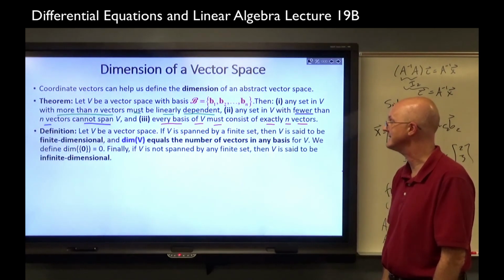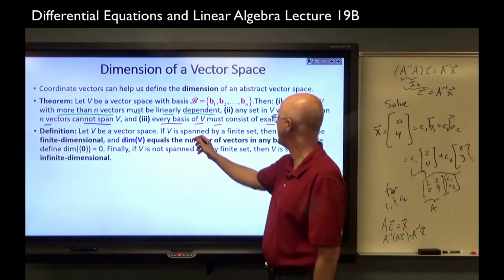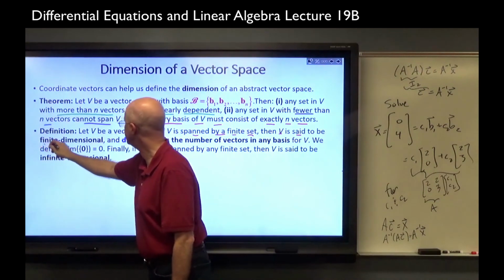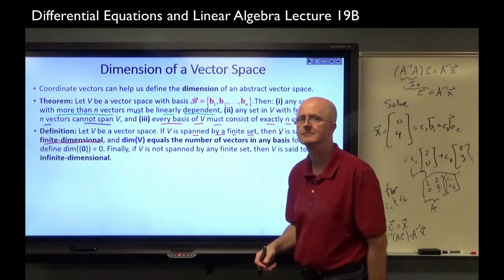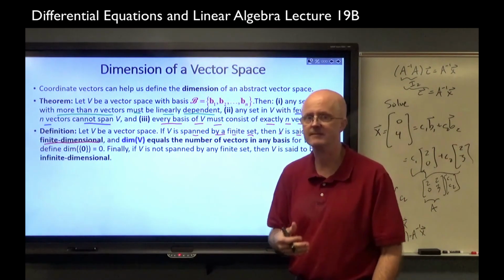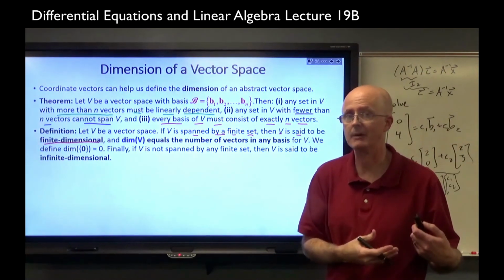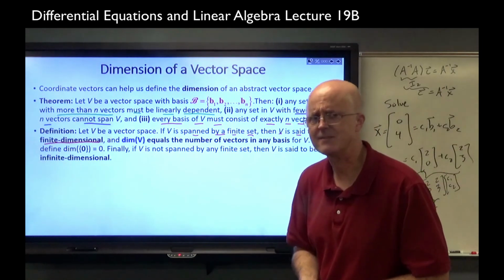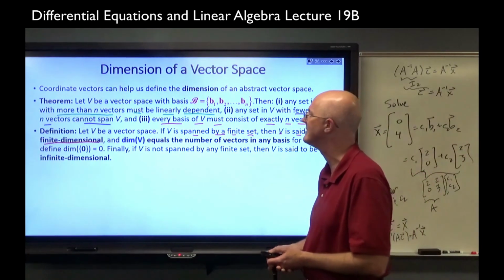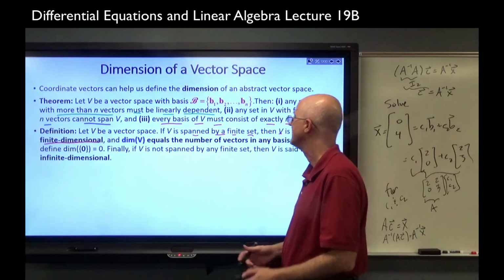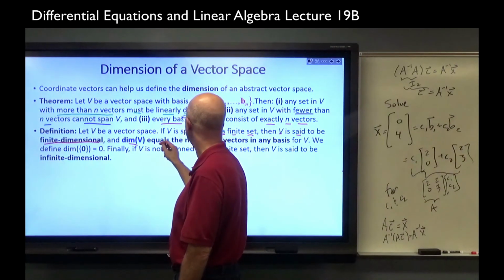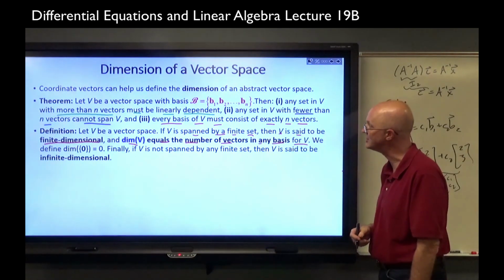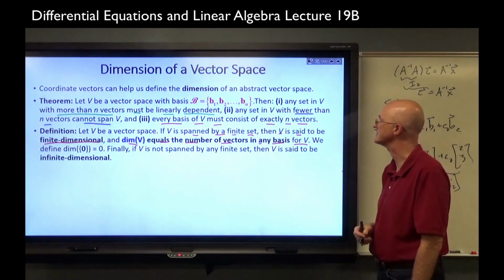Let V be a vector space. If V is spanned by a finite set, then V is said to be finite dimensional. If there's some finite set that spans V, everything in V can be written as a linear combination of the things in the finite set. That's going to mean the basis of V is finite, and so V will be finite dimensional. This symbol, dim V, equals the number of vectors in any basis. Dimension of V equals the number of vectors in any basis.